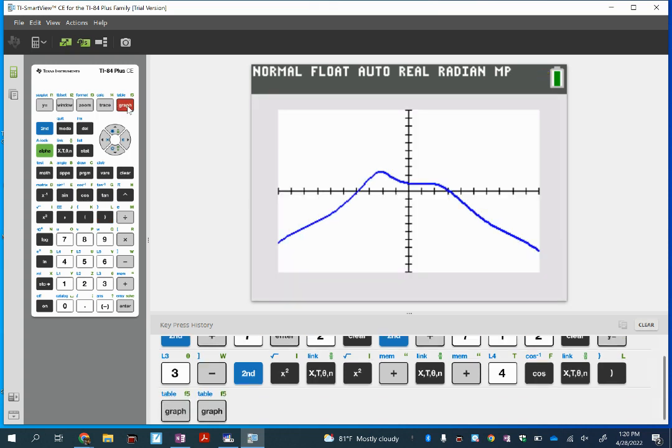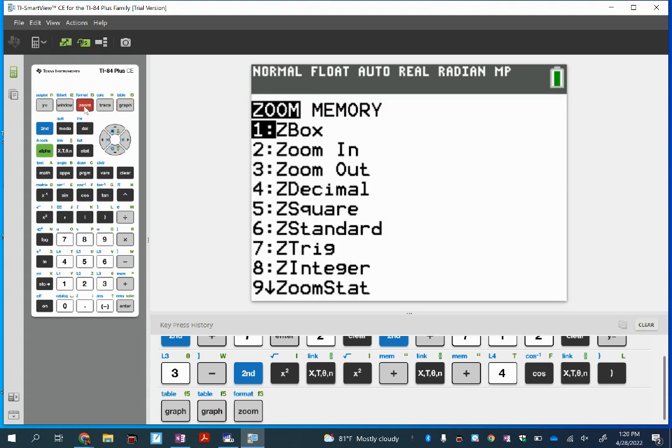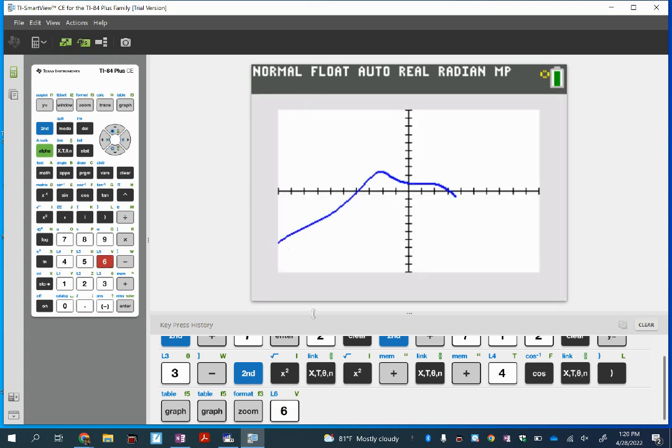If it doesn't look like this, you can always hit zoom. Do you see the one that says zoom? Top middle. The one that I use the most is Zoom Standard. You see number 6? Zoom Standard. You hit Zoom Standard, that gives you your negative 10 to 10 on both X and Y. Did you hit graph? Top right. Graph. Yeah? Does it look like that?